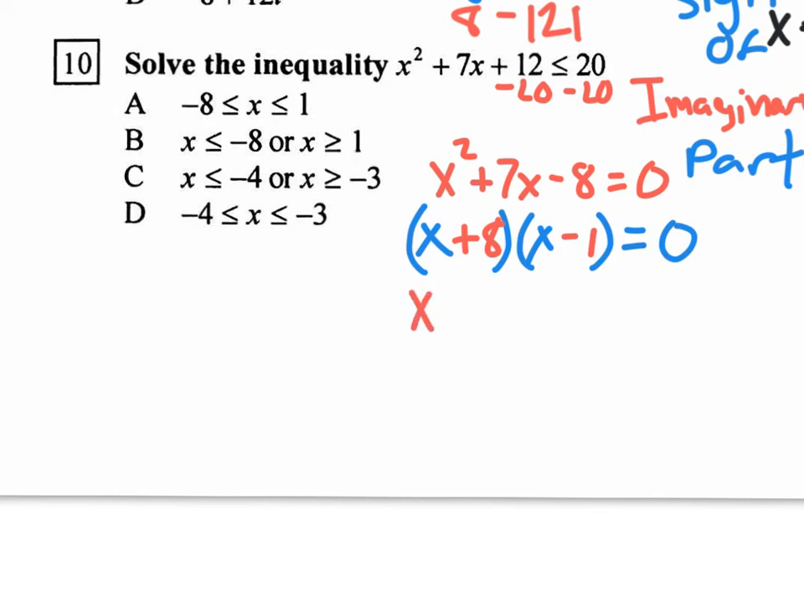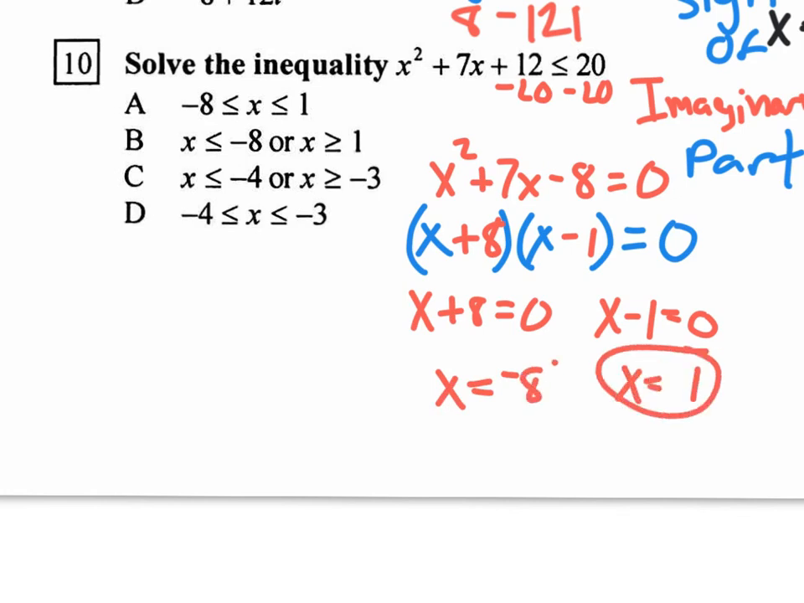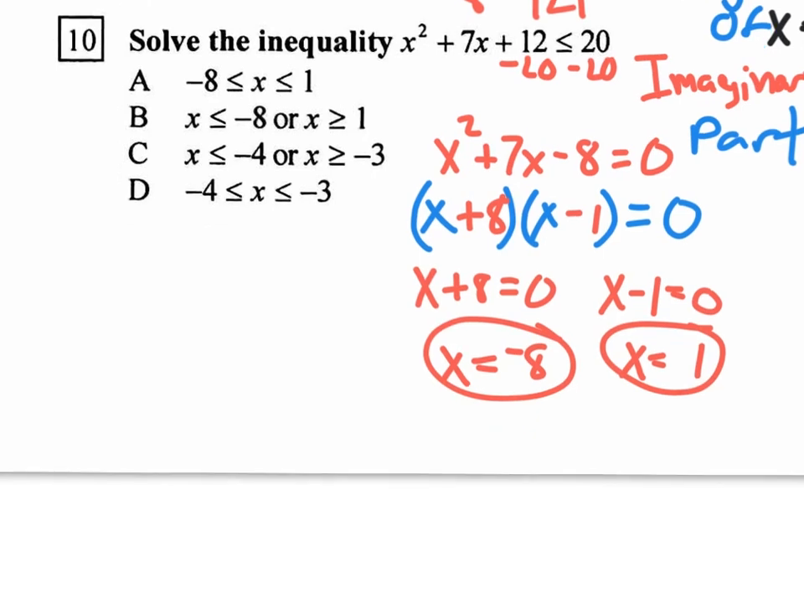Now let's split it. x plus 8 equals 0, and x minus 1 equals 0. Let's solve both of them. x will equal negative 8, and x will equal positive 1. However, this is not an equation, so these aren't the actual answers. They are our critical points.